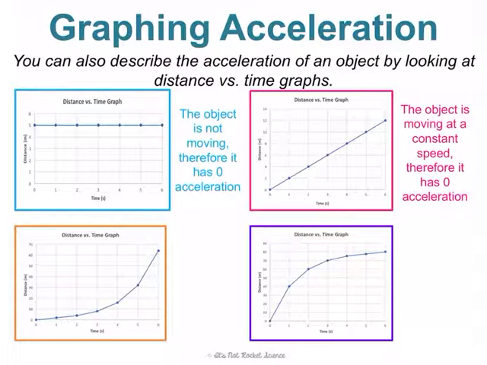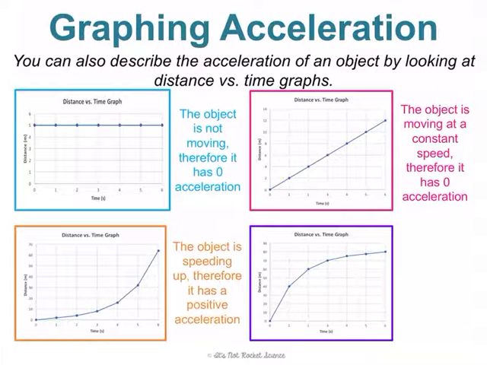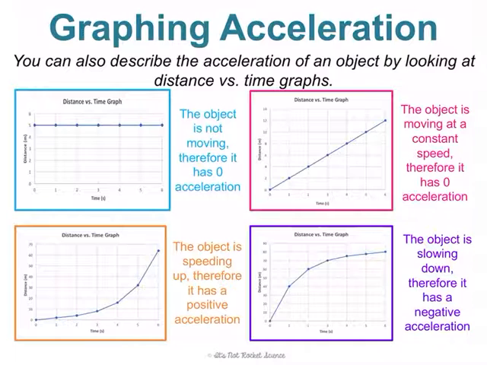In the pink graph, right, so it's moving at a constant speed, which we learned when we talked about distance versus time graphs. But since the speed is not changing, then it has this acceleration of 0. Right, in this orange one at the bottom, we know for a distance versus time graph, that means it's speeding up, so it's going to have a positive acceleration. And then in purple, that one is slowing down, so it would have a negative acceleration.